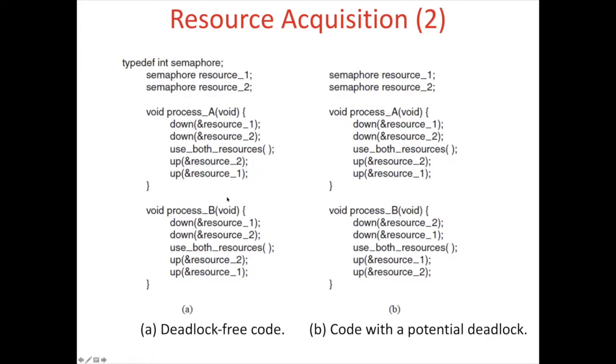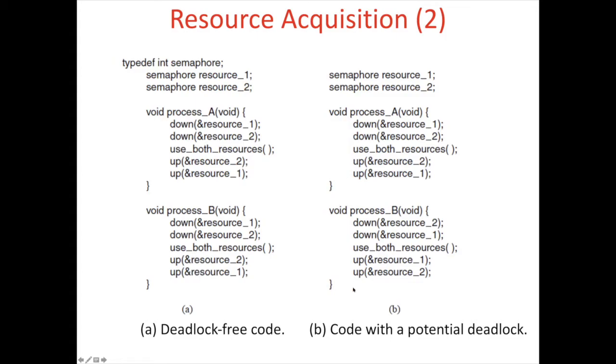Here we have two processes using two resources. Part A is a deadlock-free code. Here we have declaration of the semaphores, resource 1 and resource 2. Process A has down resource 1, down resource 2, use both resources, and then up resource 2 and resource 1. And the process B has the same code. Notice that resource 1 and resource 2 are requested in the same order in both processes.